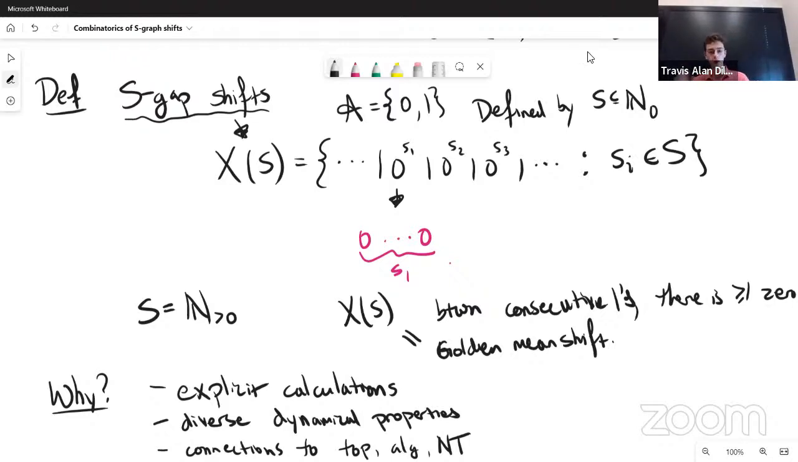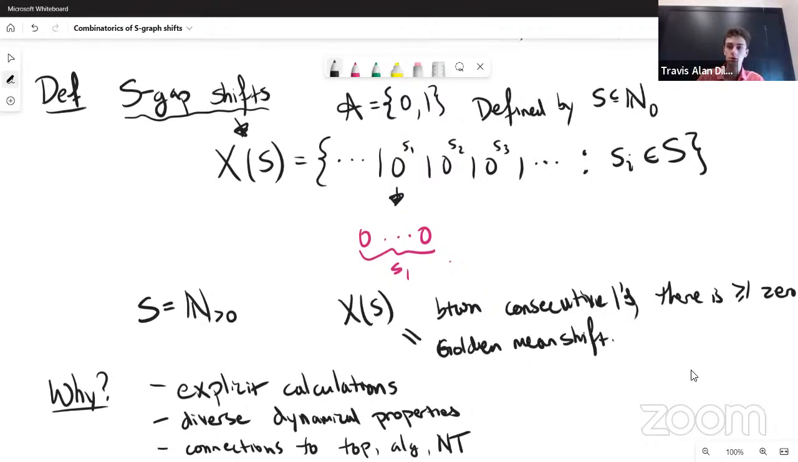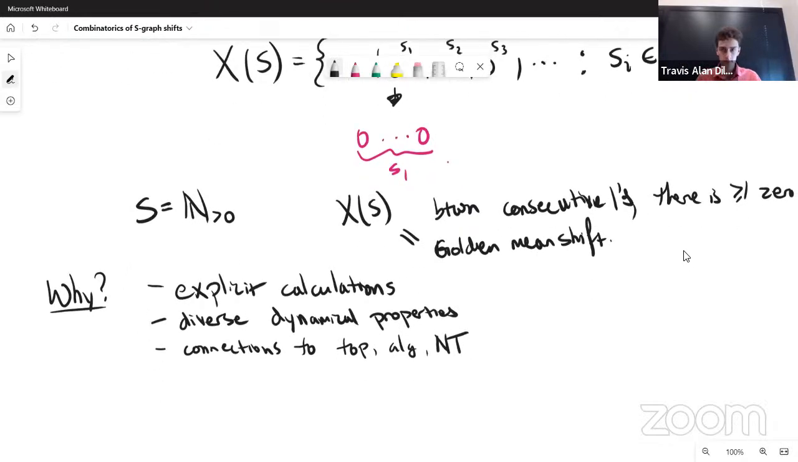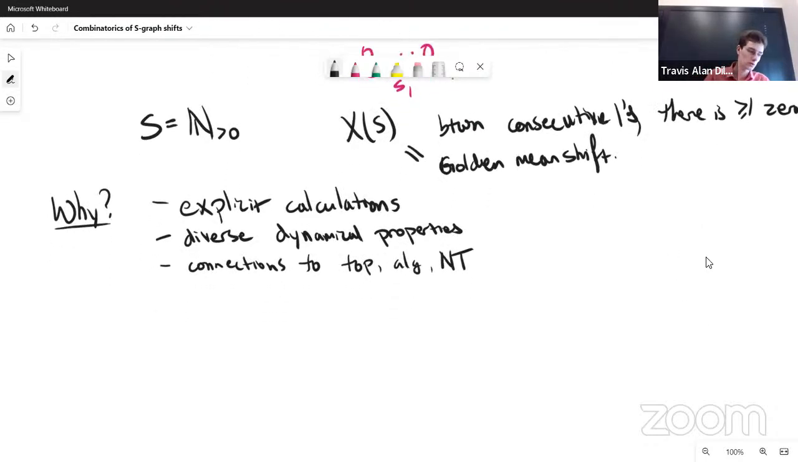But okay, so I've told you that people study this. There are a good number of papers about these things. And one of the things that is typically studied when you start to look at a particular class of shift spaces is what is the entropy. It's one of the easier invariants, quantitative invariants, to get your hands on. And so in 2007, we actually got a formula for S-gap shifts.